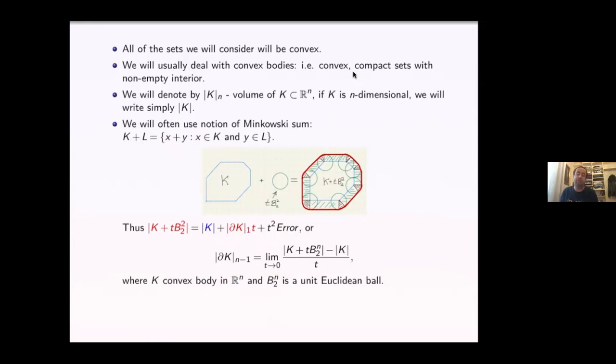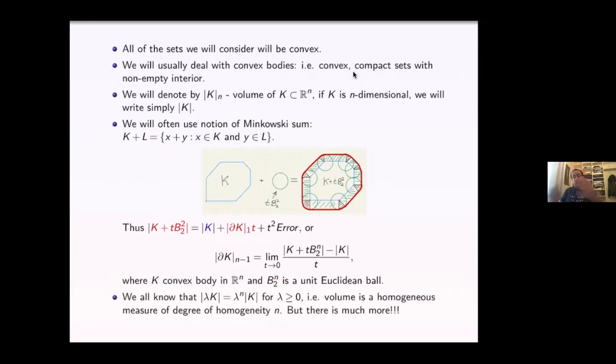I denote the Euclidean ball of radius one in a very functional analysis way. So it's the unit ball of L2 in n-dimensional space. I mean, again, this is very clear what it is. Okay, so now let's move a bit forward.